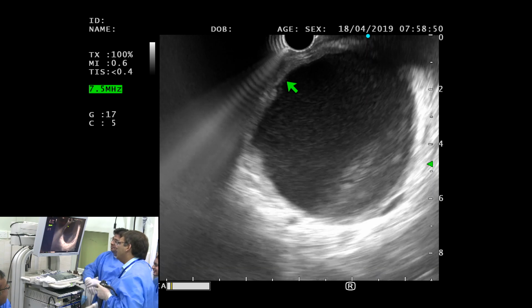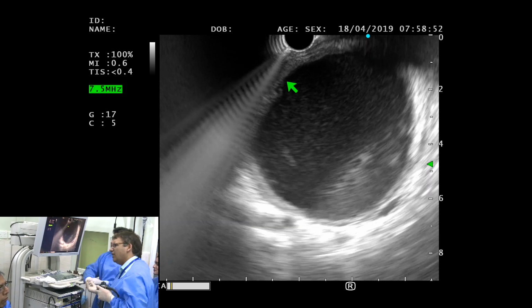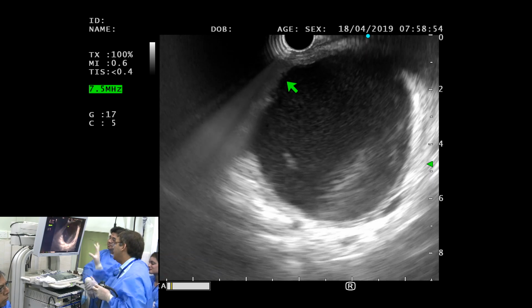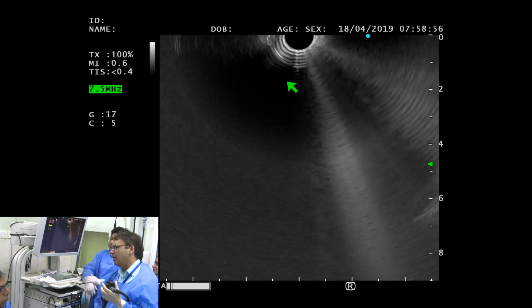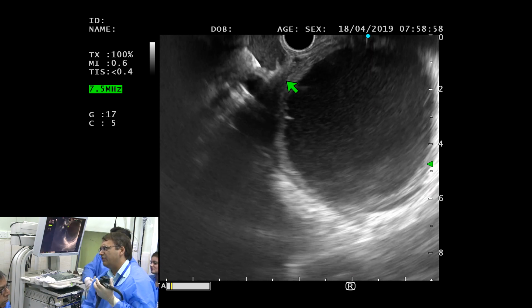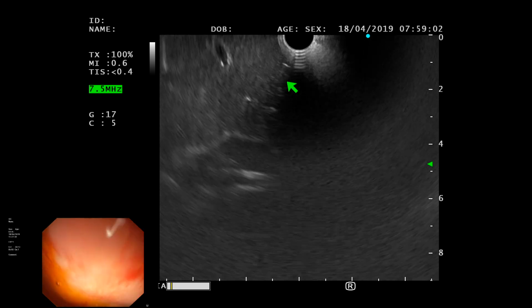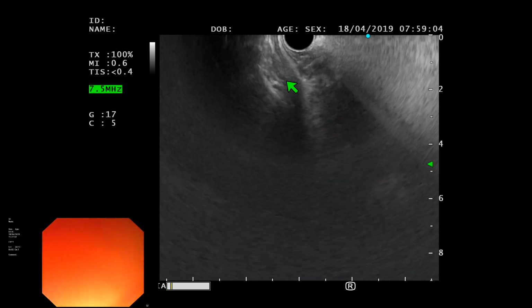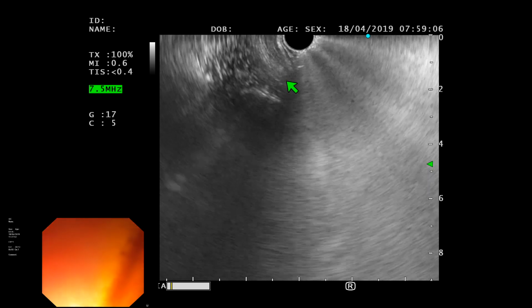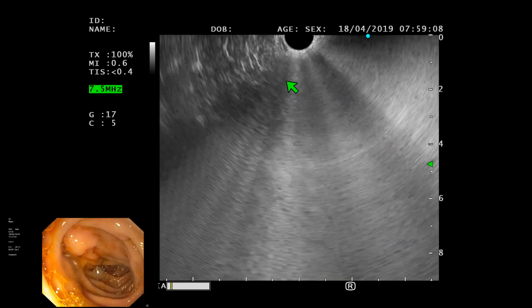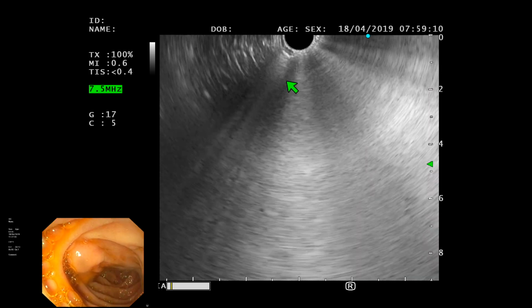Anyway, so it's a big cyst. I think we're not going to be really able to see those structures from the duodenal bulb. So if I have trouble seeing those from here, let me go to the second part of the duodenum and do that from D2.